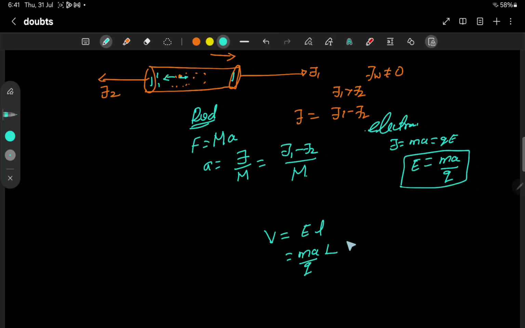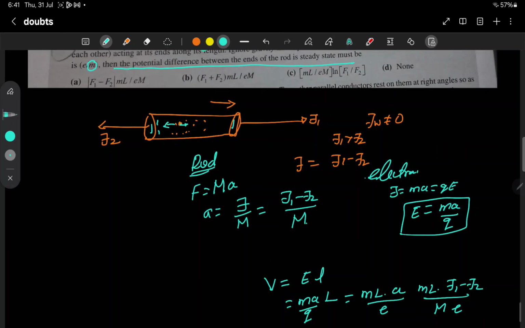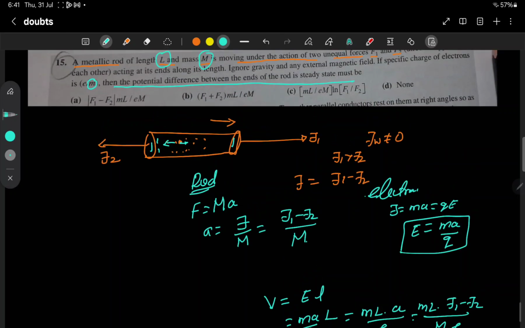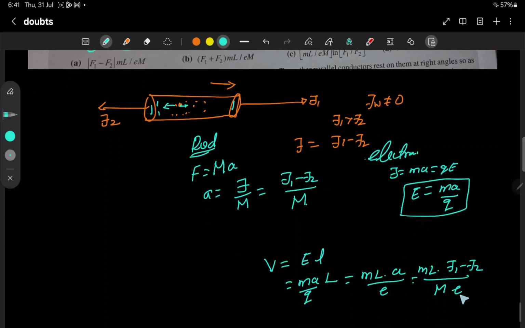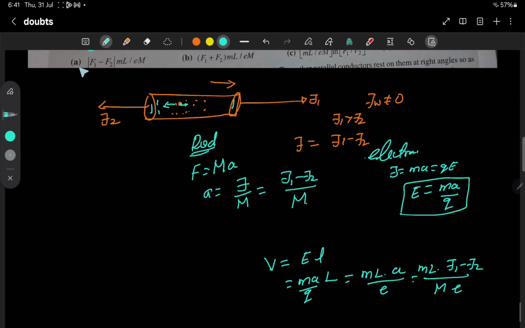Okay, so here we can make some changes. What is that? maL. So a is acceleration, e is the charge of an electron, but we know acceleration is already what? Capital F by M, which is F1 minus F2 by M. So maL, with acceleration F1 minus F2 by capital M, into e, we can write. Okay, so is there any option like this? Here I have F1 minus F2 times mL by eM. Okay, we have eM, capital M, correct. So option A is correct.